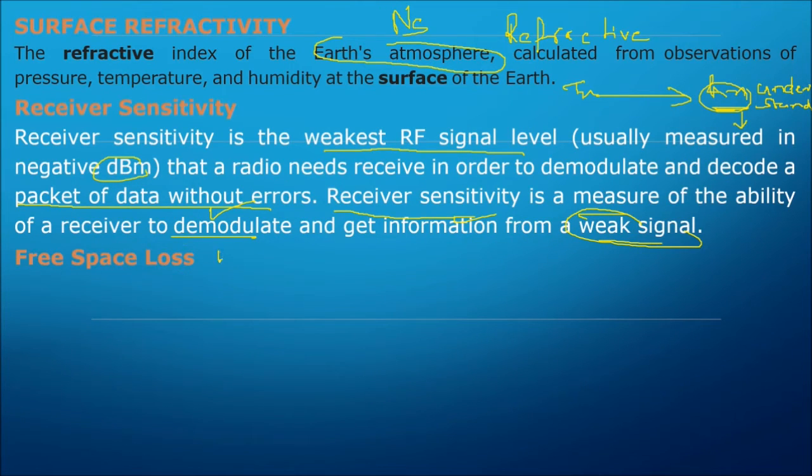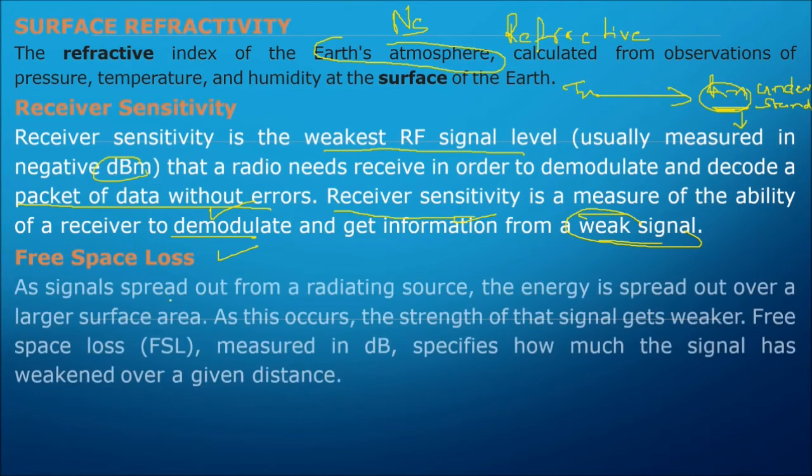What is free space loss? As a signal spreads out from a radiating source, the energy is spread out over a large surface area. This is an unguided media, because the propagation is taking place in air. As this occurs, the strength of that signal gets weaker with distance. Various other parameters are there. So free space loss, which is measured in dB, specifies how much the signal has weakened over a distance.